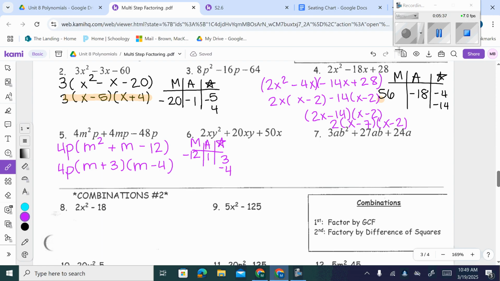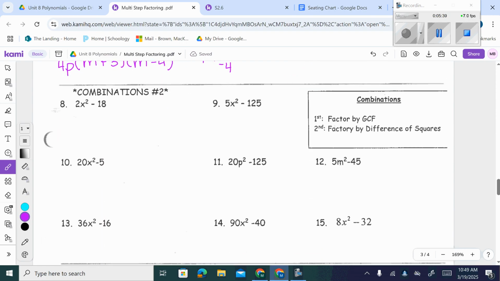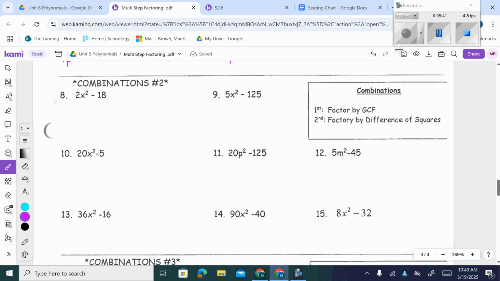Second example. Go down to combination number 2. Same rules apply. What do you always check for first? What goes into 2 and 18? 2. Okay, so I'm going to take out 2, and I'm going to have x squared minus 9. Anything look a little bit familiar?